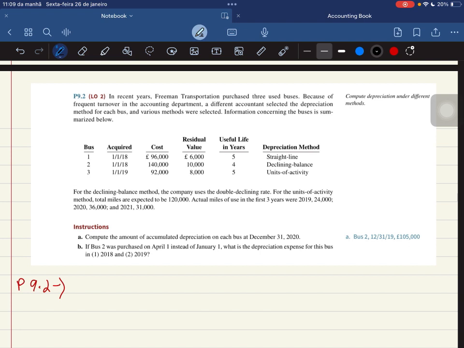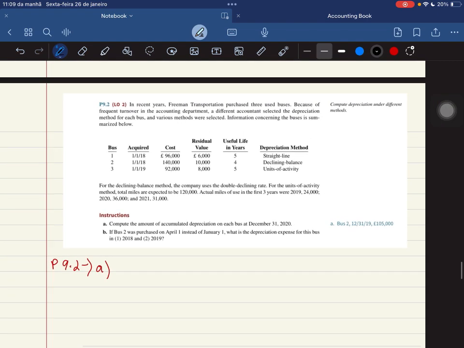For the units of activity method, total miles are expected to be 120,000. Actual miles of use in the first 3 years were, in 2019, 24,000, and then 36,000, and then 31,000. Instructions. Compute the amount of accumulated depreciation on each bus at December 31st of 2020.